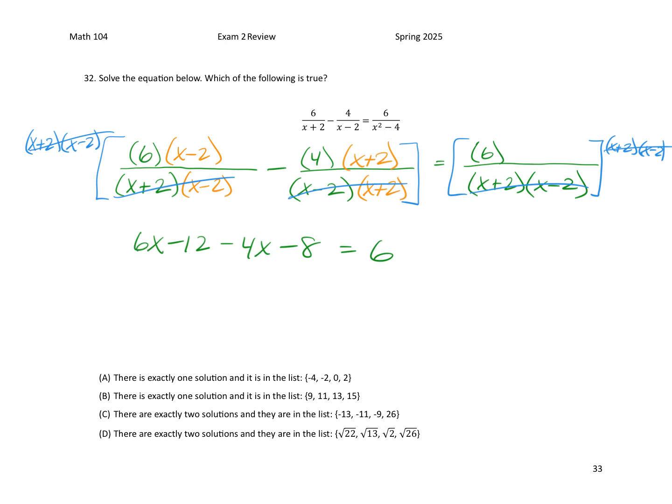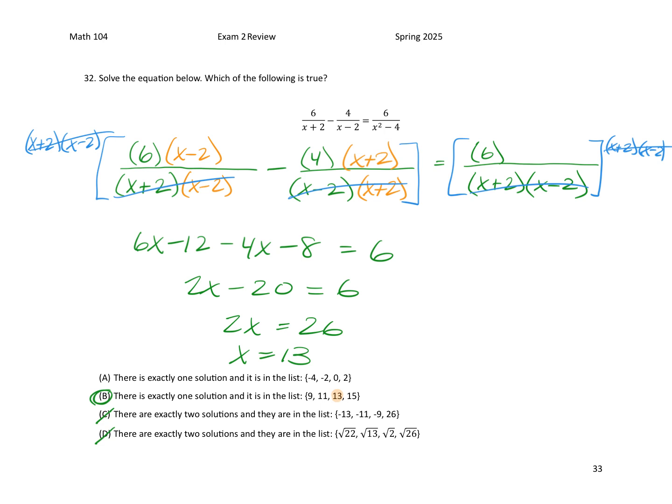So 6x minus 4x is 2x. Negative 12 minus 8 is negative 20 equals 6. So 2x equals 26. So x equals 13. So I only have one potential solution. So I can immediately eliminate C and D, that there aren't two solutions. I'm going to look for 13 in my lists, and I find 13 right here. So I'm going to go with option B.